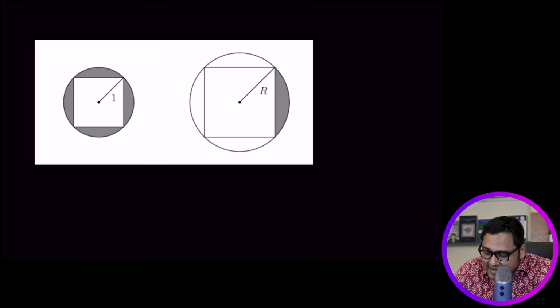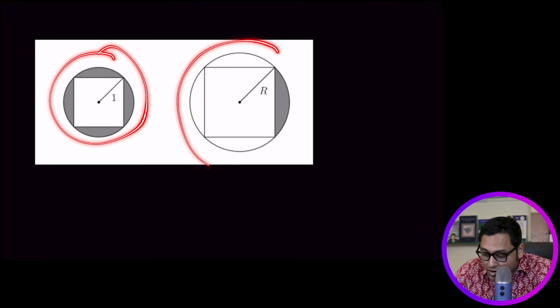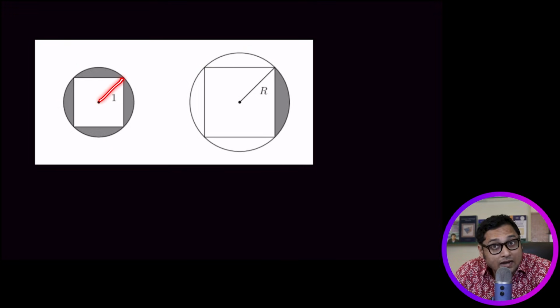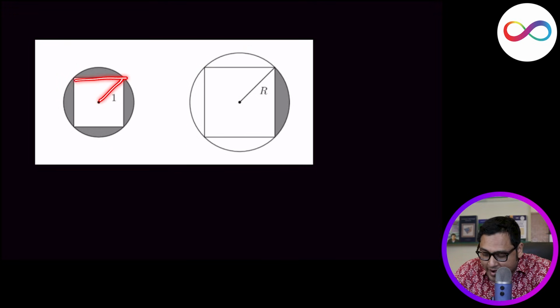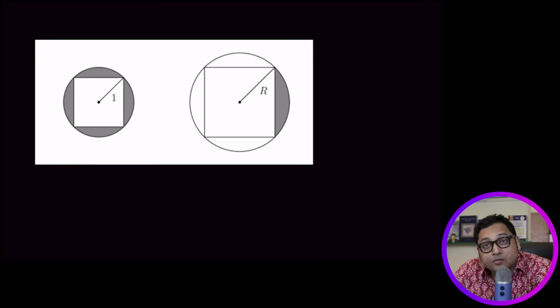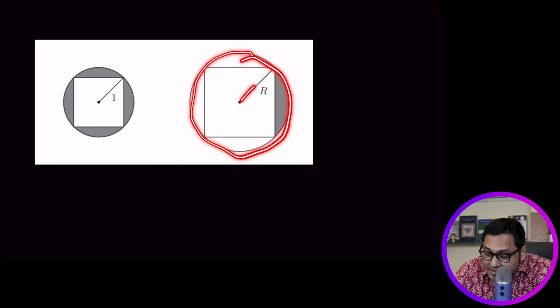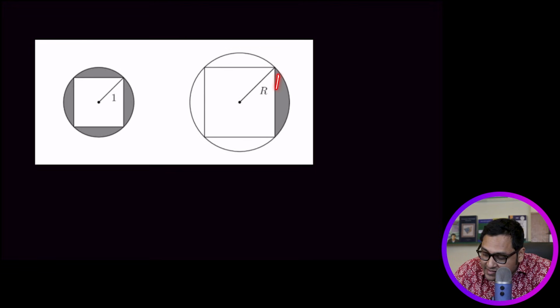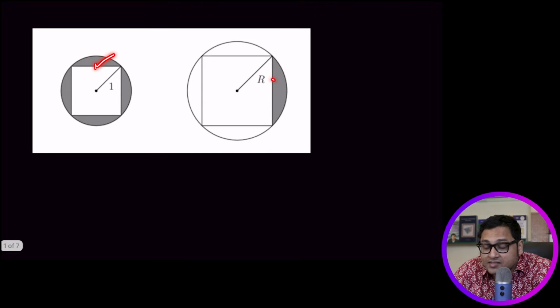The problem says that there are two pictures. One of them is a circle with radius 1 and we have a square like this, and there is a bit of shaded region all around the square. We have a very similar picture. There is another circle with radius r and this is the shaded region in this particular circle. This is also a square. The point is that these two shaded regions are of equal area.